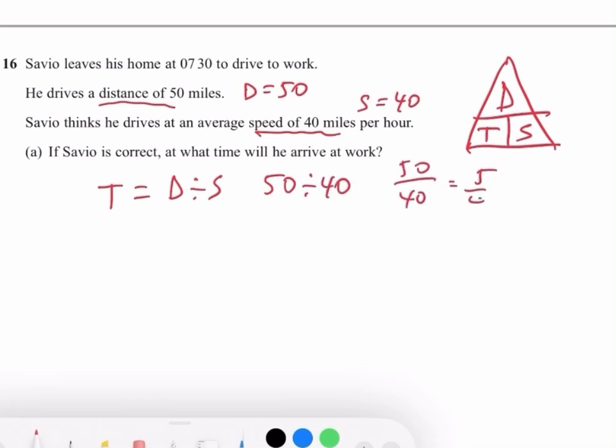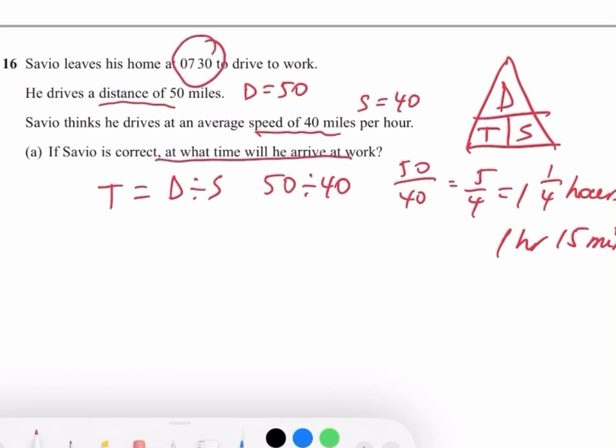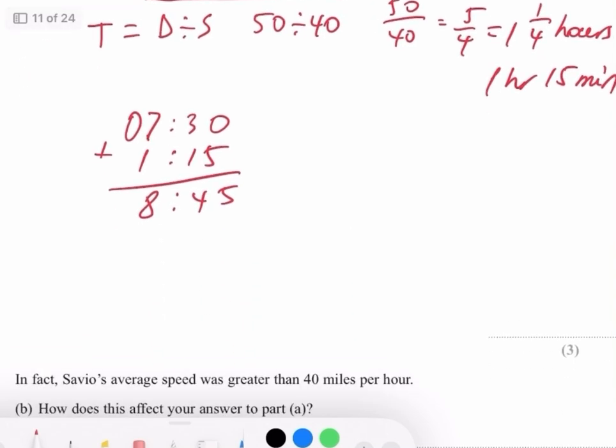You can show it as a fraction, simplify it, and then just change it to a mixed number. So 1.25 hours, guys, is 1 hour 15 minutes. I think some of you got to this stage but forgot to change a quarter into 15 minutes. And then add that time to the time given, 7:30. And the answer is 8:45.